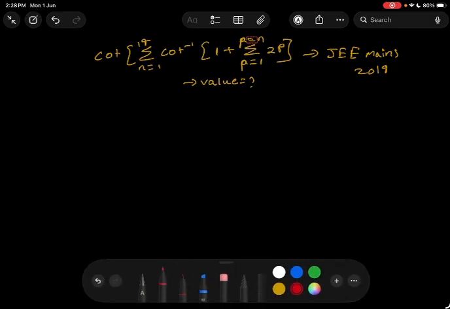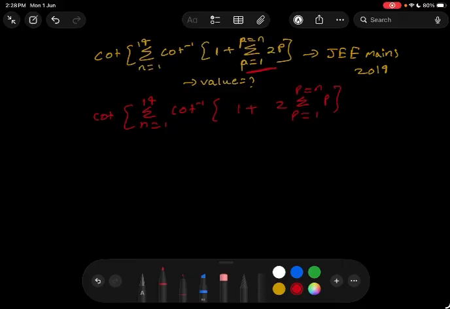Anyways, how are we going to approach this question? We see the summation over here. Let's attack that first. Summation n equal to 1 to 19 of cot inverse of 1 plus, let's just take the 2 outside, we can multiply that always, summation p equal to 1 to p equal to n.